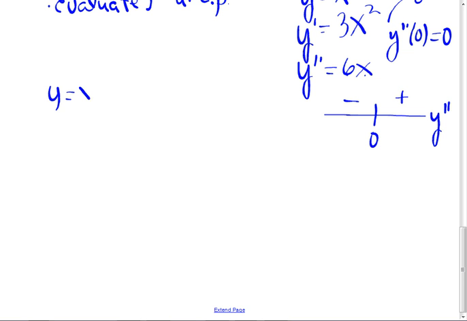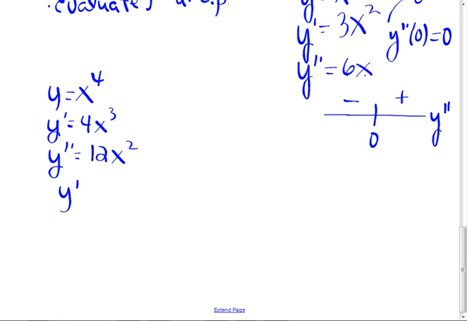What if y equals x to the 4th? y prime is 4x cubed. y double prime is 12x squared. And again, you have the same problem that y double prime at 0 is 0. I know nothing. And there is a minimum here. This function looks like this. It's flat there, but yes, you do have a minimum. So the second derivative test fails there.